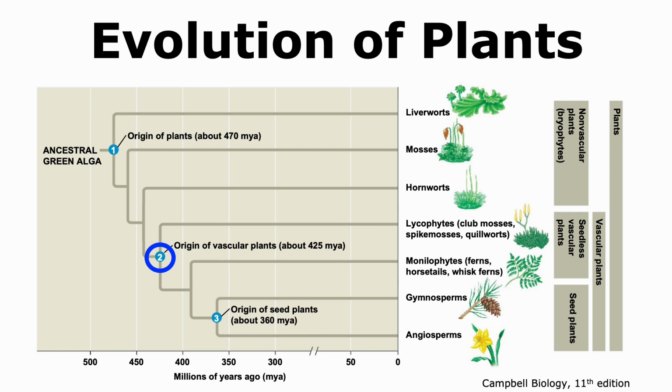Around 425 million years ago, vascular tissues evolved and gave rise to the seedless vascular plants, which include the lycophytes and monilophytes. Some examples of monilophytes are the current-day ferns. Around 360 million years ago, seeds evolved in plants. All plants that produce seeds can be grouped into two clades, the gymnosperms and the angiosperms.